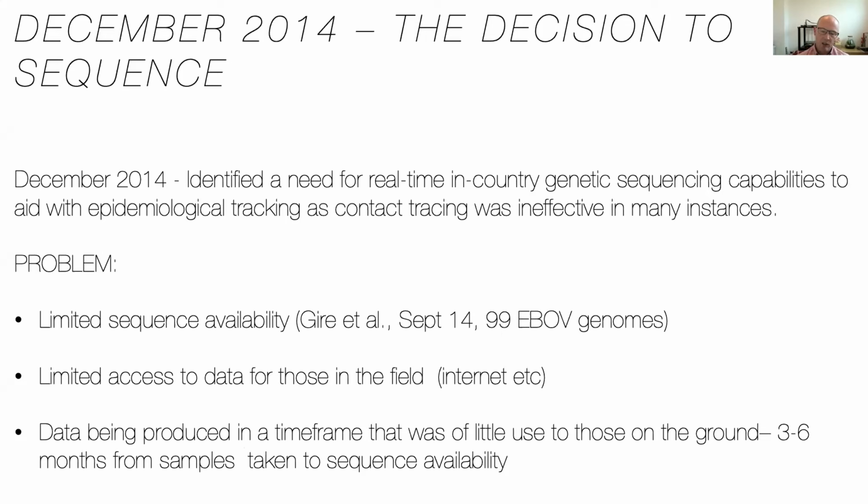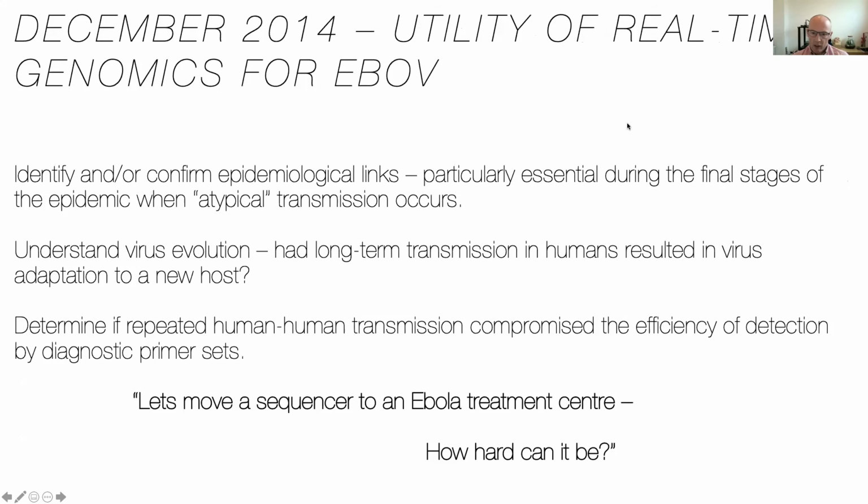Effectively, the sequences were not being released. So somewhere in the region of 3 to 6 months from the sample collection to the sequence being available for analysis. So the sorts of questions that were immediately obvious that could be addressed if we had more effective sequencing of Ebola during this particular epidemic was really initially to try to confirm epidemiological links.